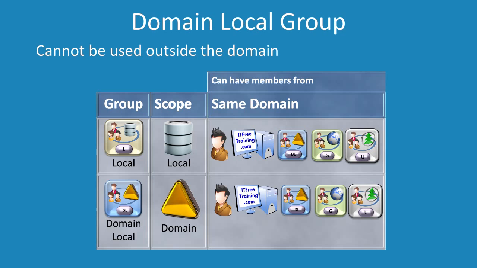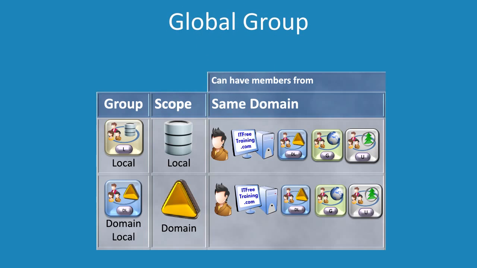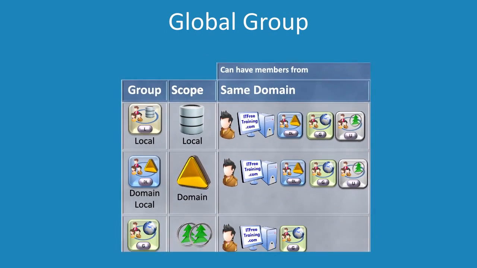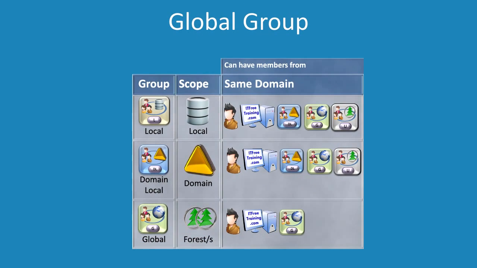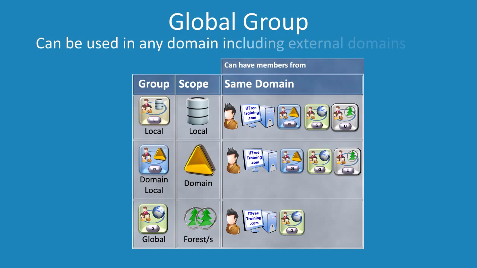By creating a domain local group in your domain, you can be assured that the group is not being used outside your domain. The next group is the global group. Out of all the groups, the global group has the smallest amount of membership allowed. Only users, computers, and other global groups can be put into a global group. The advantage of a global group is that you can use it in any domain in the forest, unlike domain local groups.